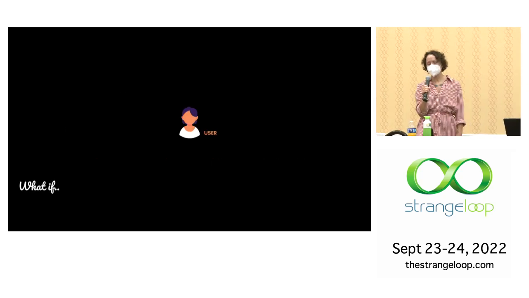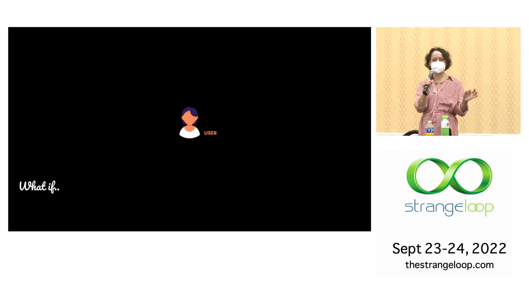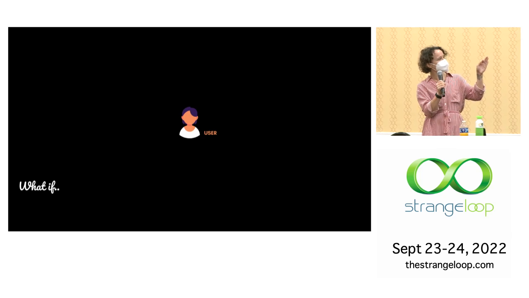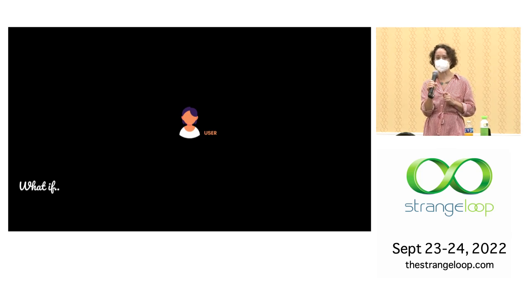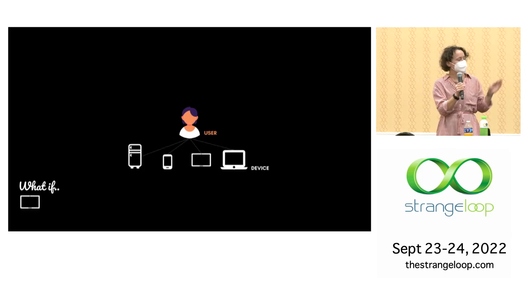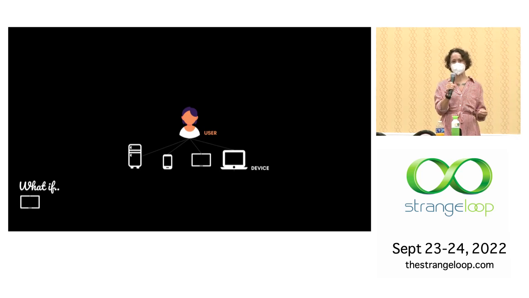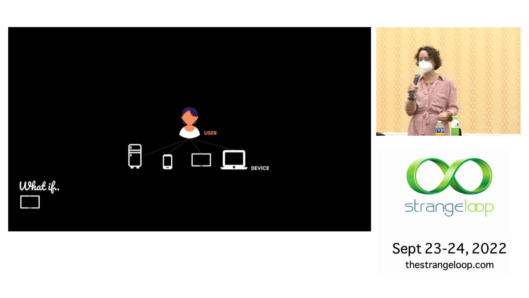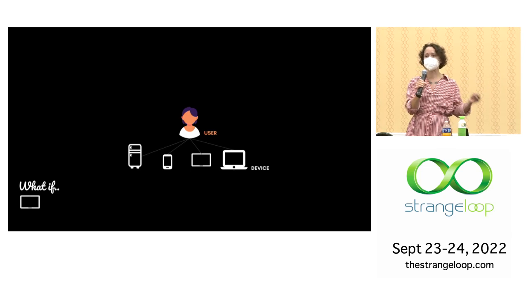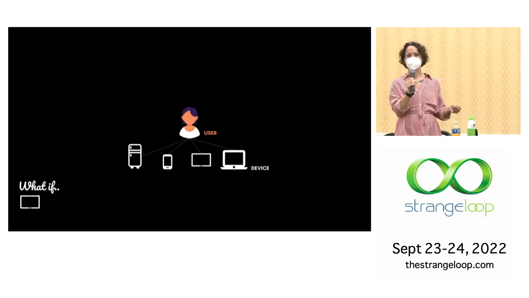What if the user was actually at the center of our architecture? Here's Alicia, and she'll be our example user today. If Alicia is at the center, she can choose what hardware she buys, whether it's a connected fridge, a laptop, a dedicated server. She makes those choices herself.